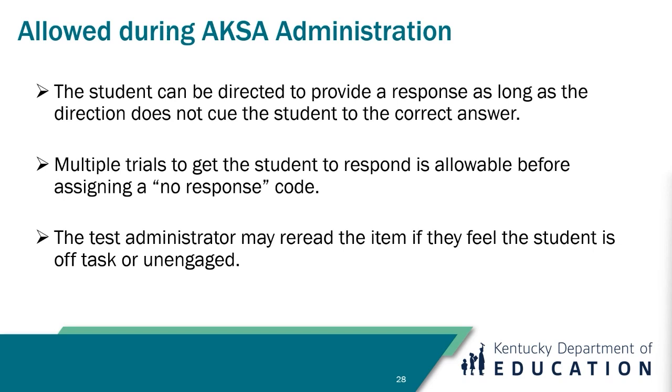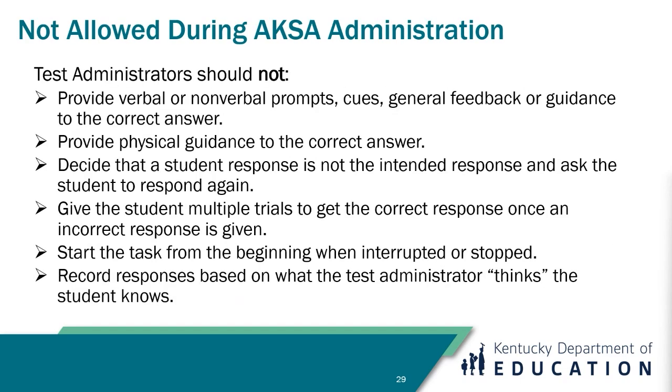The test administrator can provide multiple opportunities for the student to respond before assigning a no response code. If at any time the test administrator feels the student is not engaged or off task, they may reread an item based on their observation. This is only permitted for students on the alternate assessment. It is important to allow the student to show what he or she knows independently.